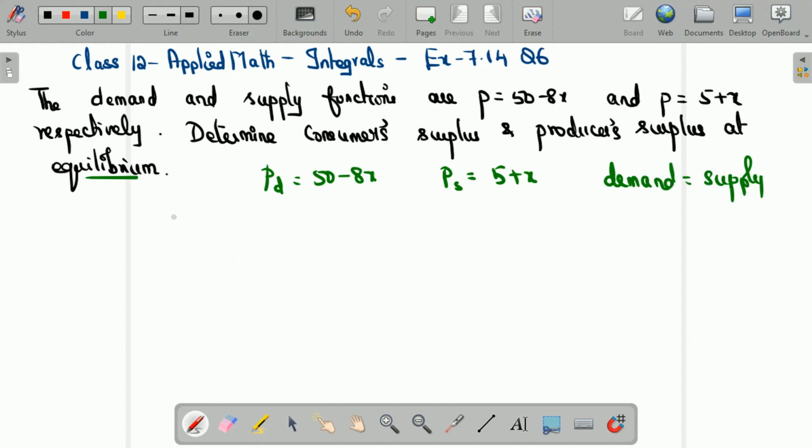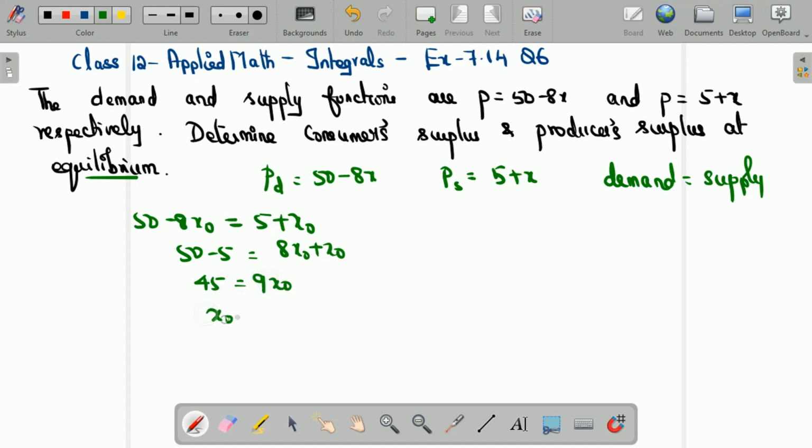So now we can find x naught. 50 - 8x naught, because we need to know the units of demand, is equal to 5 + x naught. So let's rearrange. 50 - 5 = 8x naught + x naught. So 45 = 9x naught, which means x naught = 5. So the demand or the supply unit is 5 units.